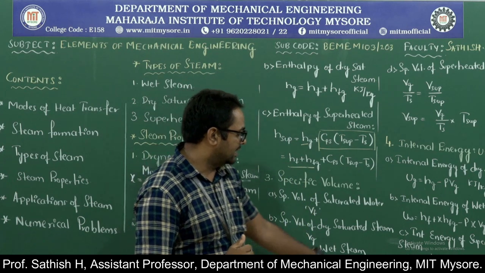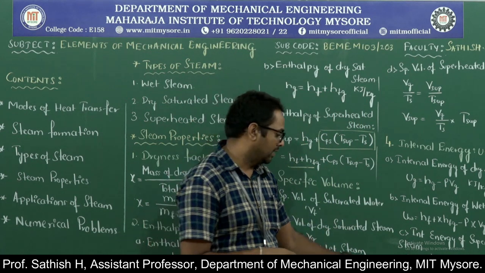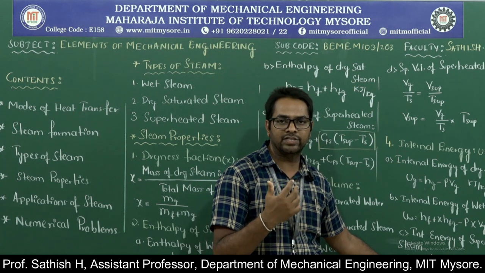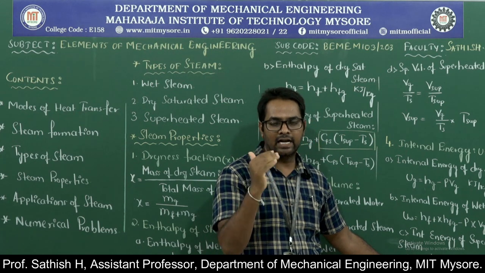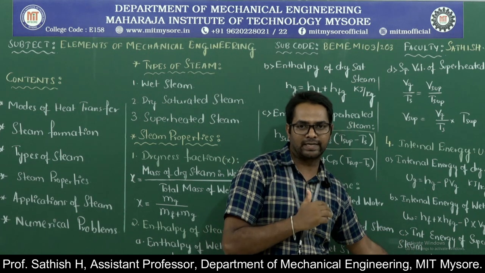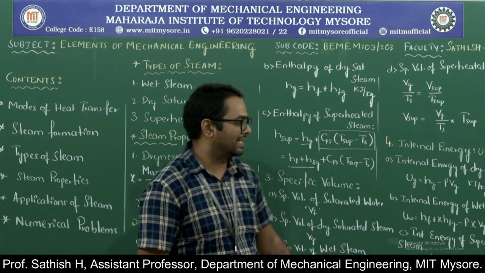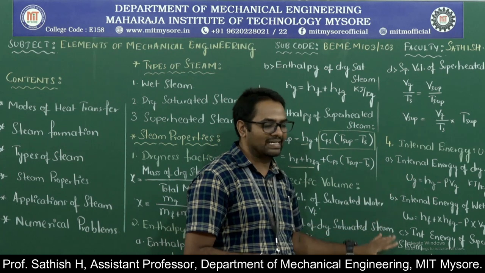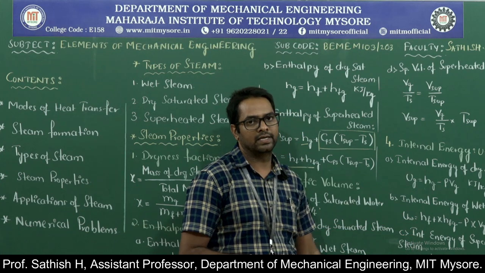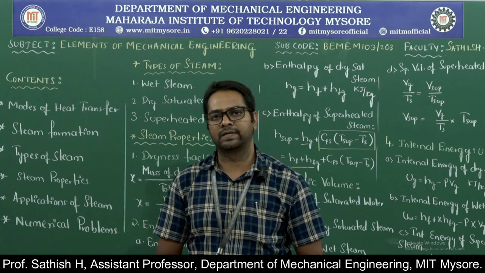The last one is the internal energy of the superheated steam, given by Usup, that is the internal energy of the superheated steam, equal to Hsup, that means the enthalpy of the superheated steam, minus the pressure times the volume of the superheated steam. It is also given in kilojoules per kg. Like this we can write the internal energy for all three different types of steam. Those are the important properties of the steam.